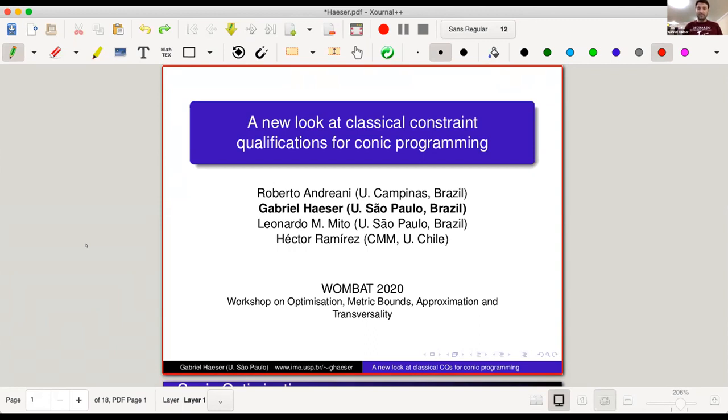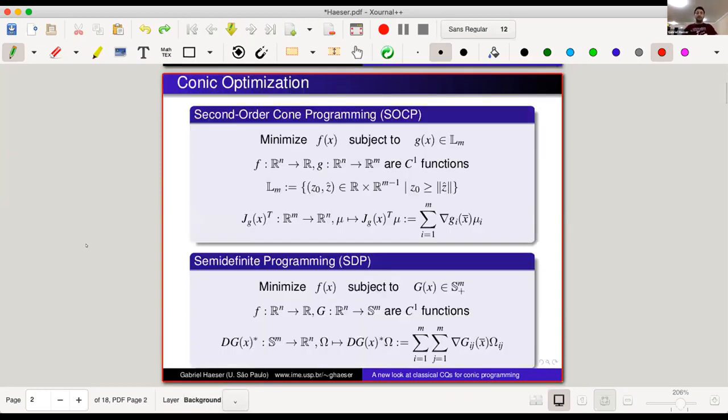Thanks also to Vera for inviting me to this nice conference. So I'll talk about this joint work with Roberto Andriani from the University of Campinas, Leo Mito, my PhD student in São Paulo, and Hector Ramirez from the University of Chile. In this work, we are interested in constraint qualifications for these two types of conic optimization problems: the nonlinear second order cone programming and the nonlinear semi-definite programming problem.